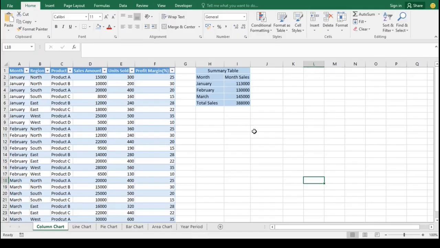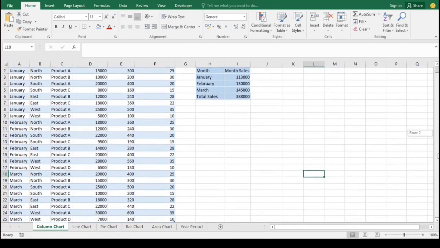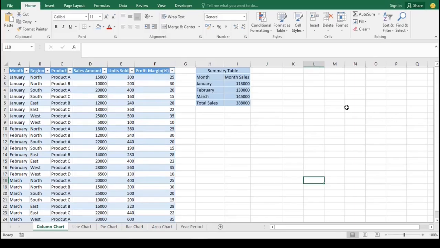By using these tools, organizations can promote data-driven decision-making, enhancing productivity and collaboration. In today's data-centric world, effective visualization through Excel charts is essential for business success.